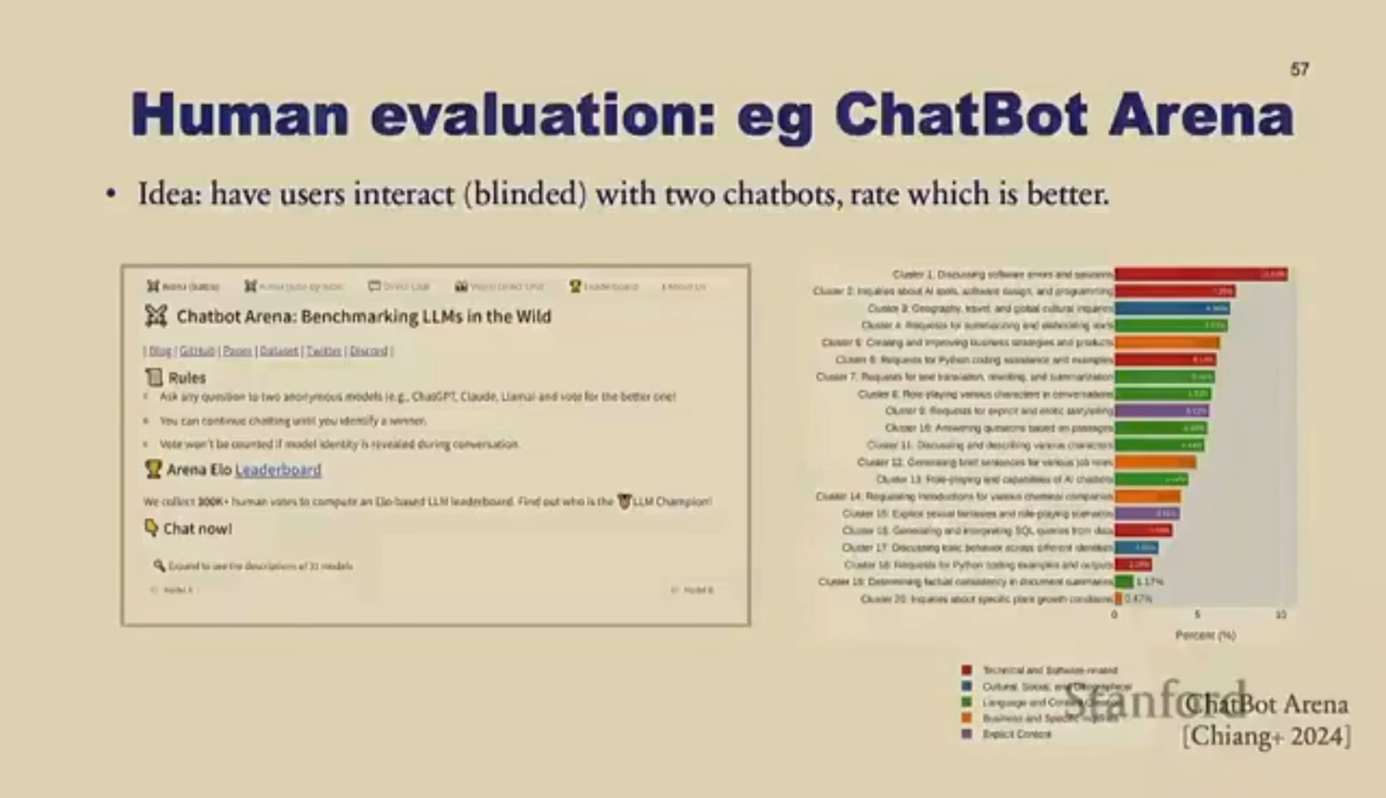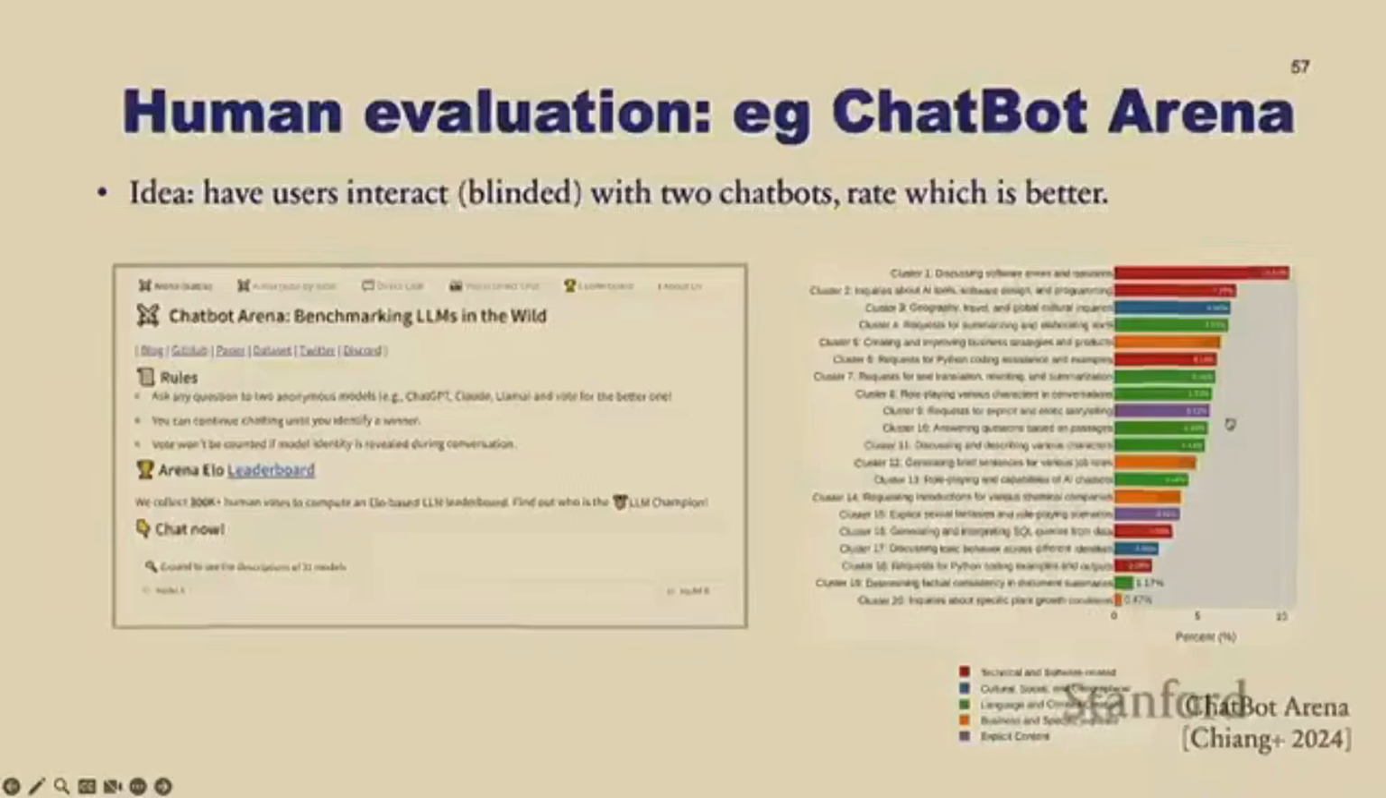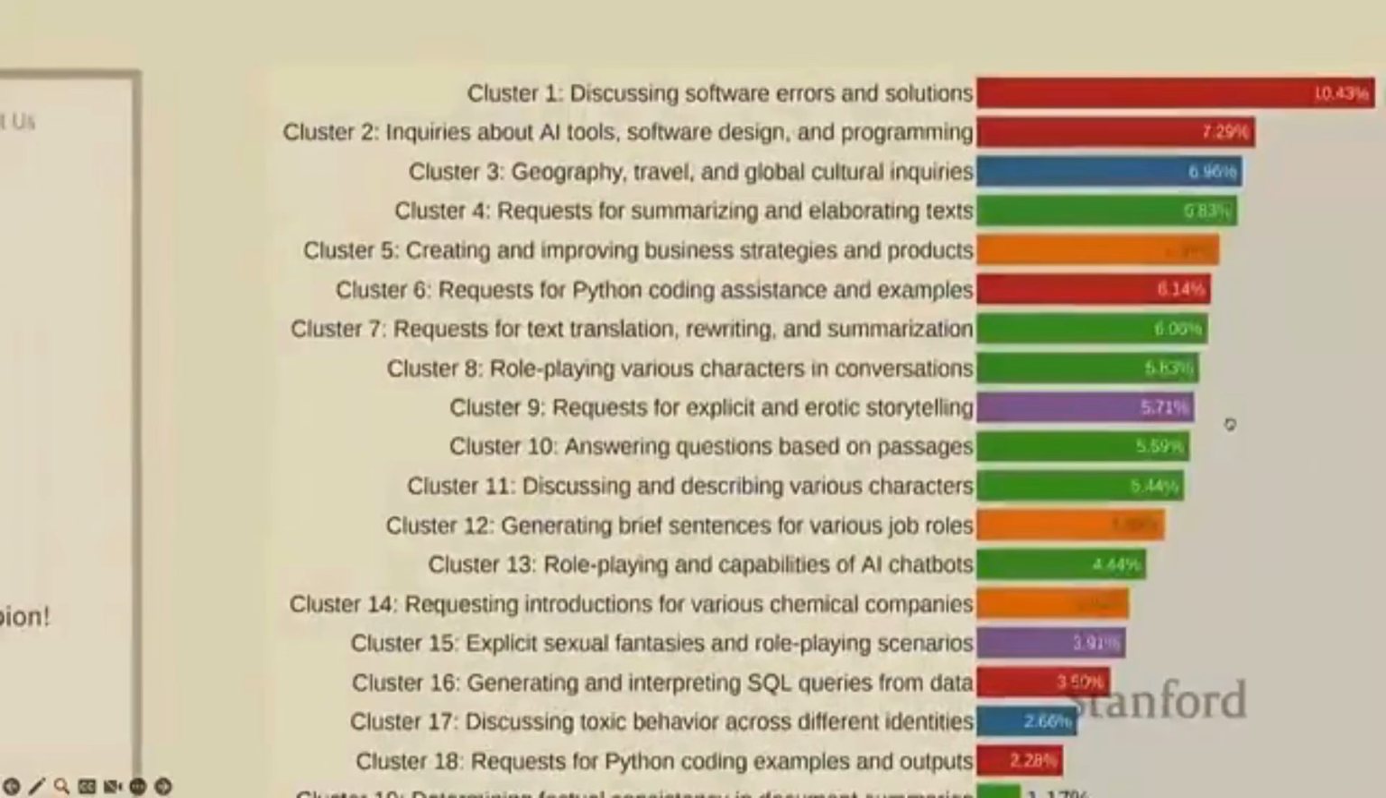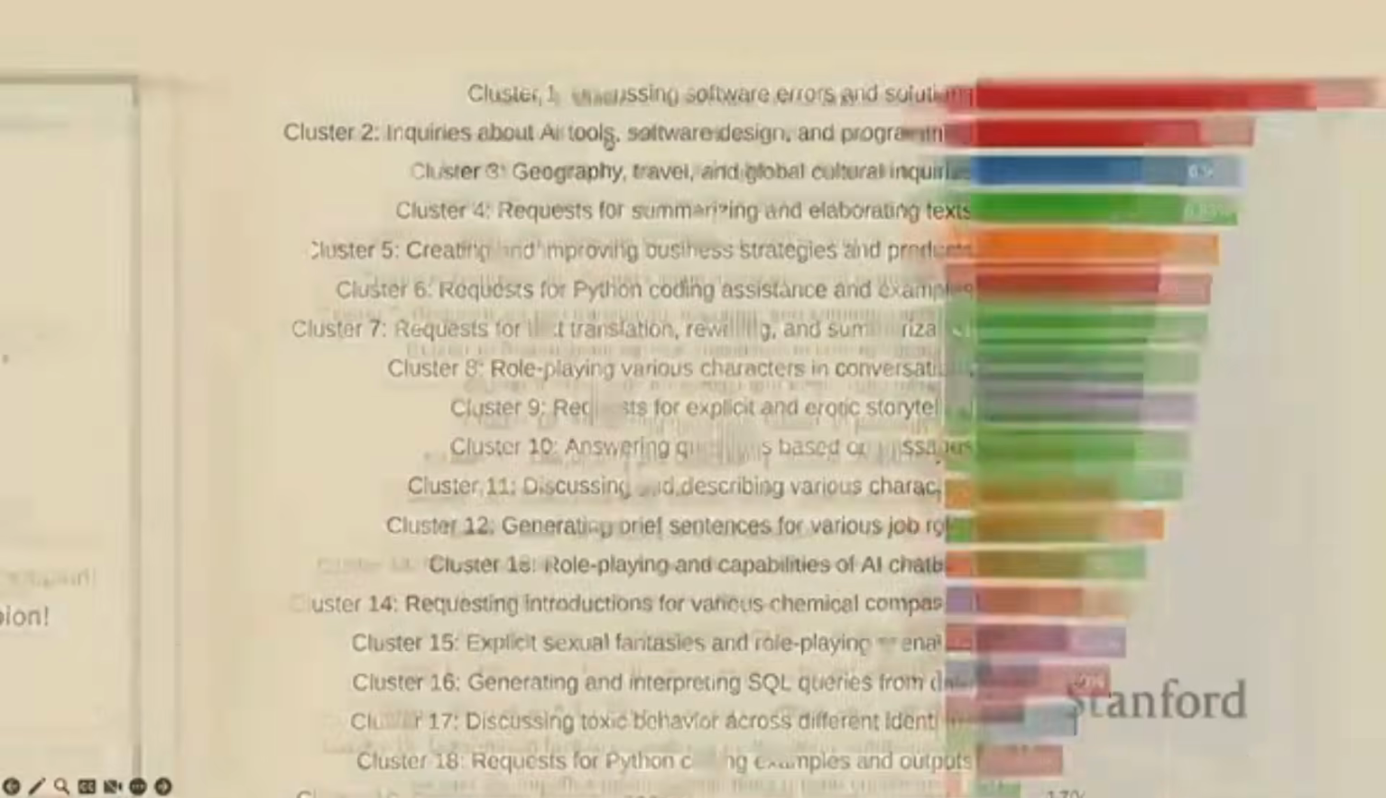So you can go right now on Chatbot Arena and actually interact with these models. One potential issue, just to highlight, is that people who want to do these types of things are usually more tech-driven or tech-savvy, so a lot of the questions that you will see are more tech stuff, discussing software errors, inquiries about AI tools, and all of these things.